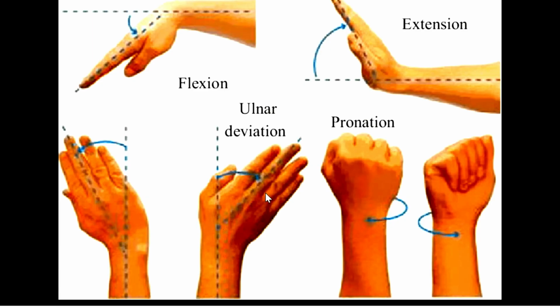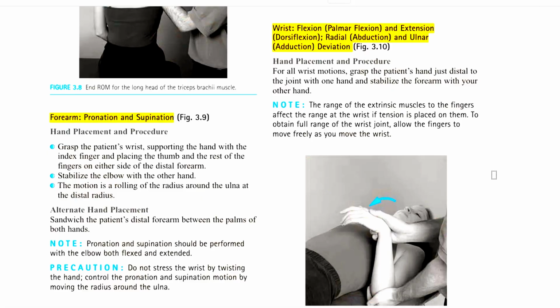Ulnar and radial deviation is performed in the direction where the bones are present. The ulna is present on the little finger side, so the ulnar deviation is performed in this way, in this direction, slightly deviated. You can just deviate your wrist or hand to the little finger side. And for the radial deviation, you can just deviate your wrist to the thumb side. Simple as that. So this is how these movements are performed.